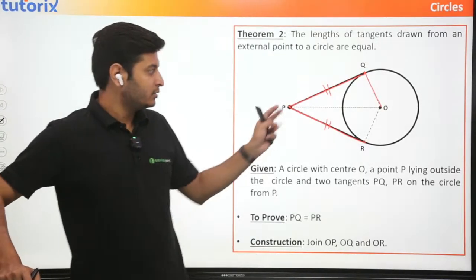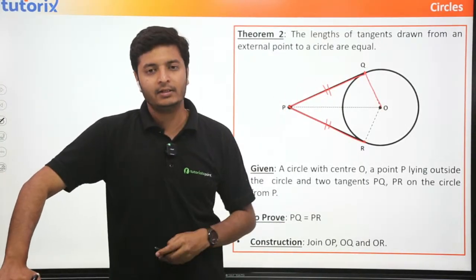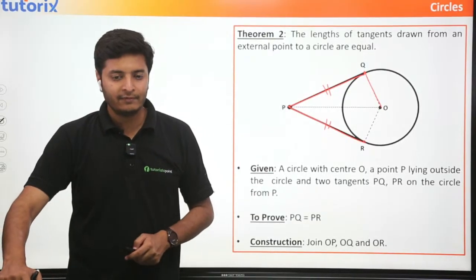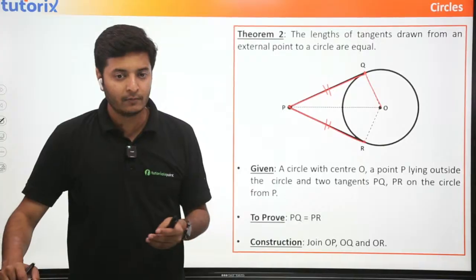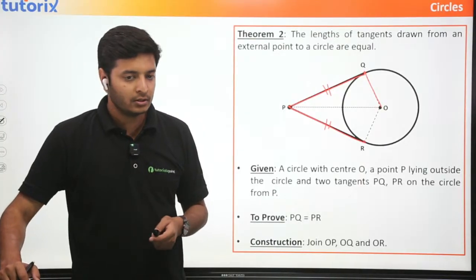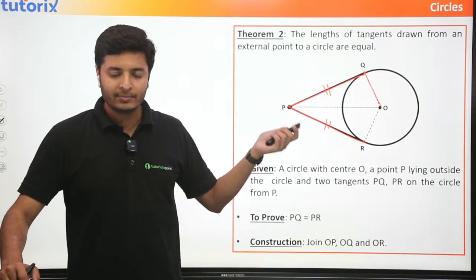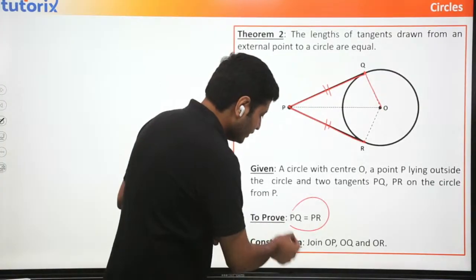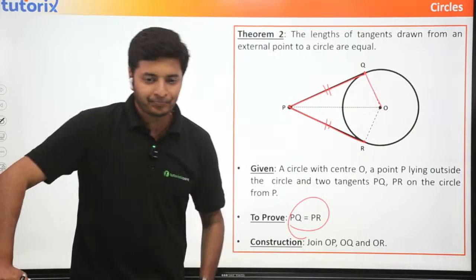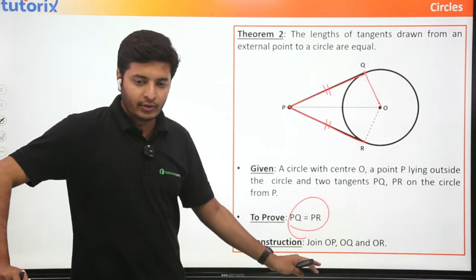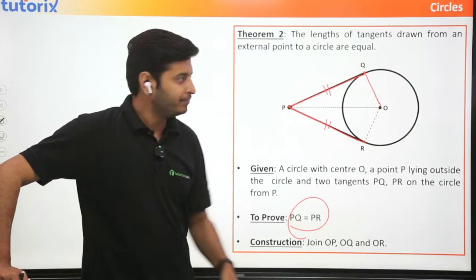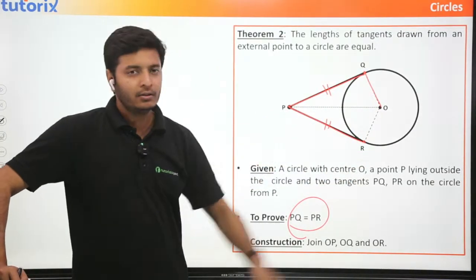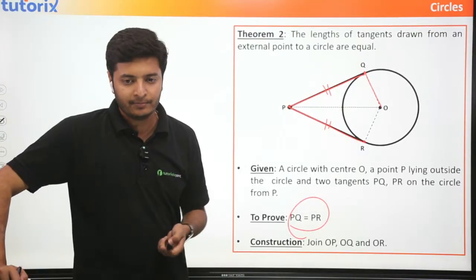Whenever you are doing a construction in this way, we are gonna apply the logic of triangles. Congruency we are gonna apply here. Then we are gonna use the biggest weapon of 10th class, CPCT or CPST. So the only thing that we need to prove is that PQ is equal to PR. Okay. The construction you need to write: join OP, OQ and OR. What is OQ? Radius. What is OR? Radius. What is OP? Just a line segment.